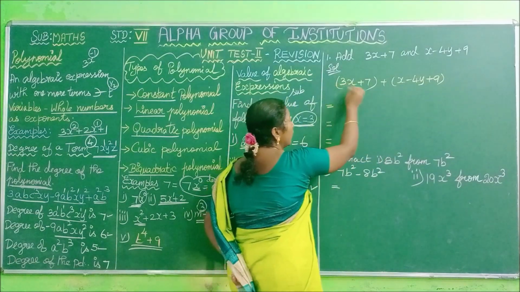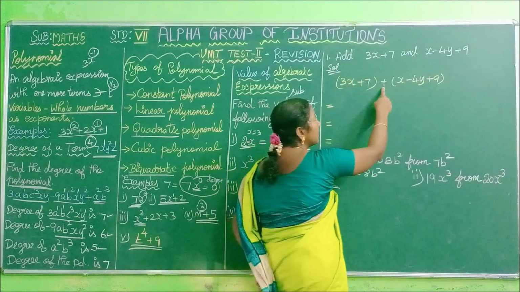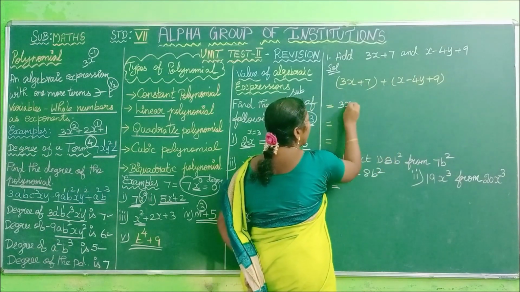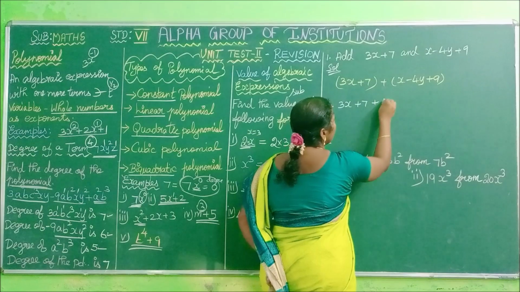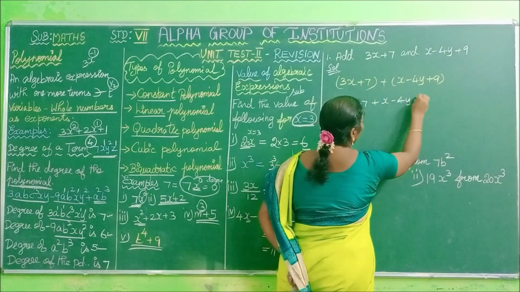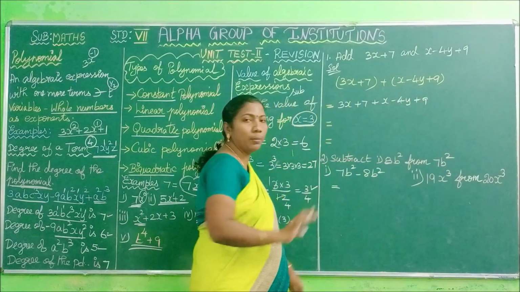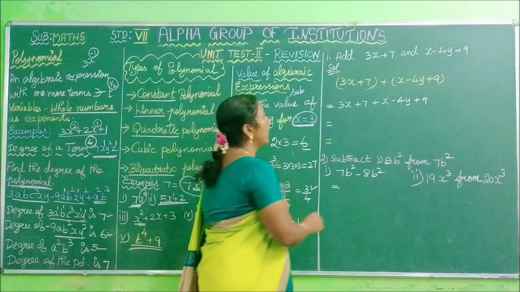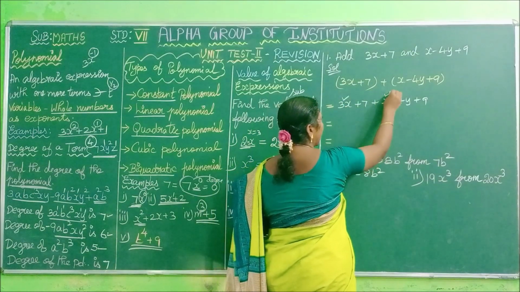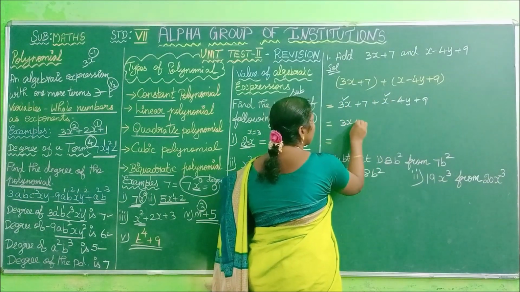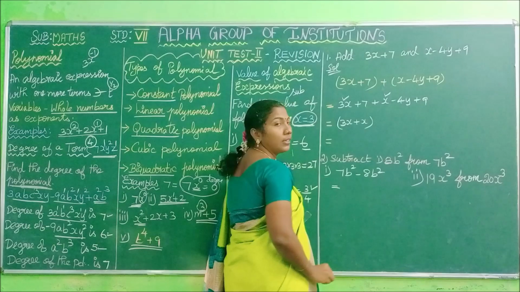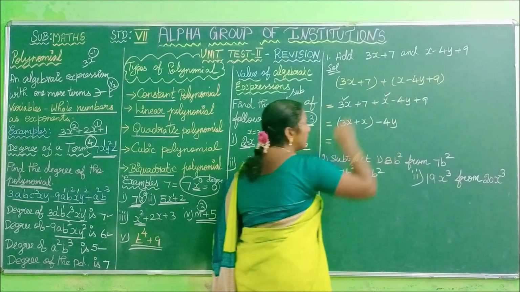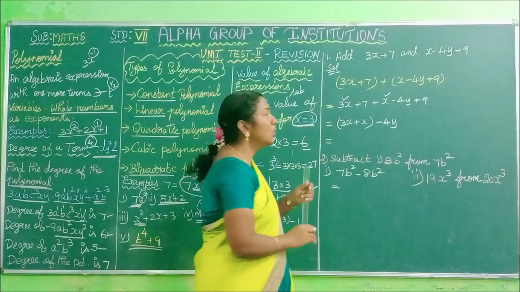See here. First we have to write the first expression and put plus and write the second expression. Now we are going to remove the bracket. So 3x plus 7 plus x minus 4y plus 9. Now we have removed the bracket. After that we have to collect the like terms. Okay, what are the like terms here? 3x, x. So collect the like terms. 3x plus x. I'll put the bracket. And what is the next variable here? Minus 4y. There is no other term containing the variable y. So write as it is.